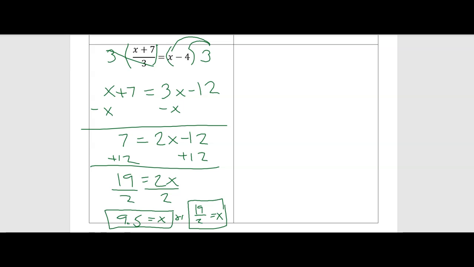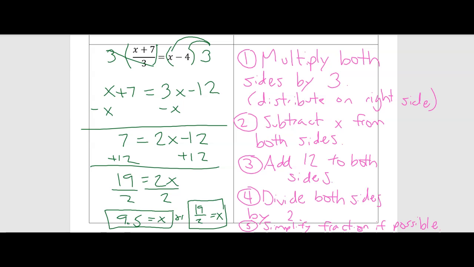Okay, let's now write out our steps. Step number 1 was to multiply both sides by 3, and make sure that you distributed on the right-hand side. Step number 2 was to subtract x from both sides to get the x's on the same side. Step 3 was to add 12 to both sides. Step 4 was to divide both sides by 2. And then step 5 was to see if you could simplify the fraction. But 19 over 2, or 19 halves, does not simplify. So you can either write it as a decimal because it terminates, or you can keep it as a fraction.